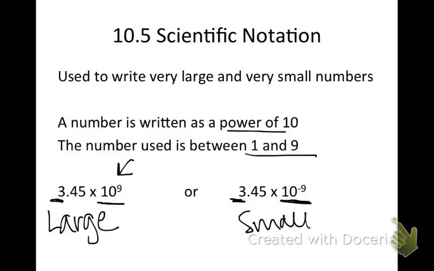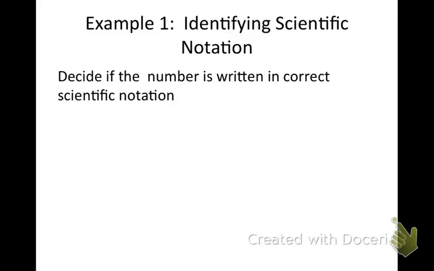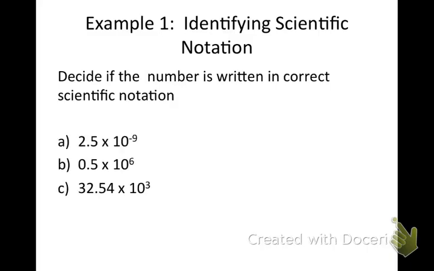So the first thing we want to do is just be able to recognize whether we have scientific notation or not. So write down example 1, identifying scientific notation. I'm going to give you a couple of numbers, and you're going to see if they're written in correct scientific notation form. Here are my 3 examples that we're going to look at, and we're going to evaluate whether they're written correctly.